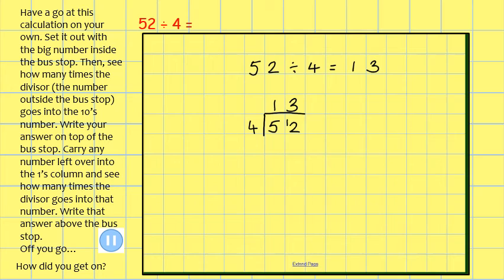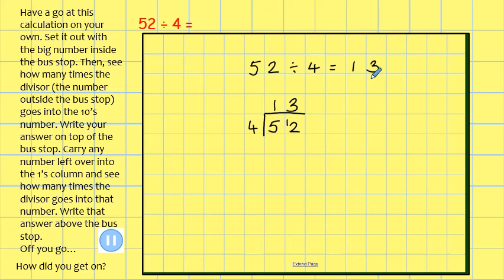There are lots of places where we might have gone wrong. We need to be secure in our understanding that we're not looking at how many 4s there are in 50. This is just a 5, so we're looking at these digits. The 4 just goes into 5, not into 50. Then you look at each individual number as a separate thing. So 52 divided by 4 equals 13.